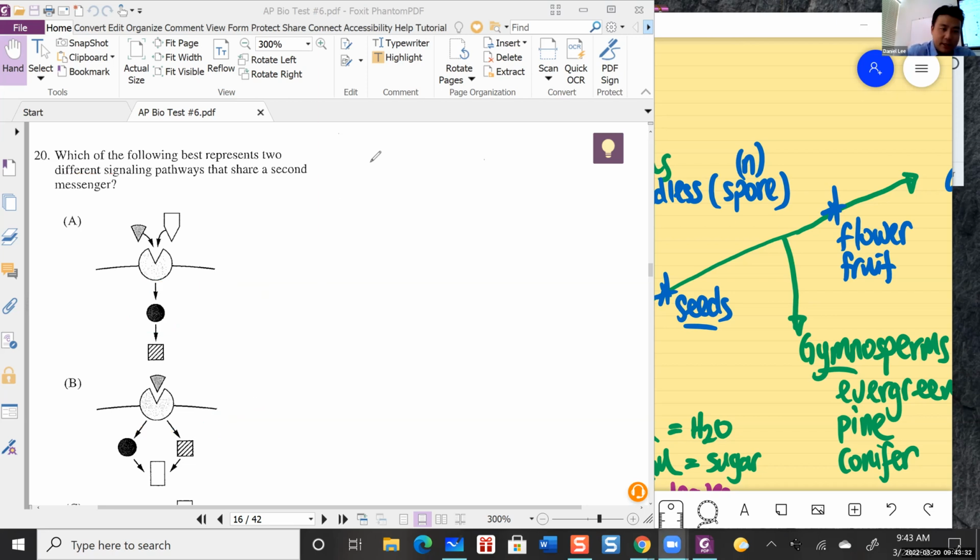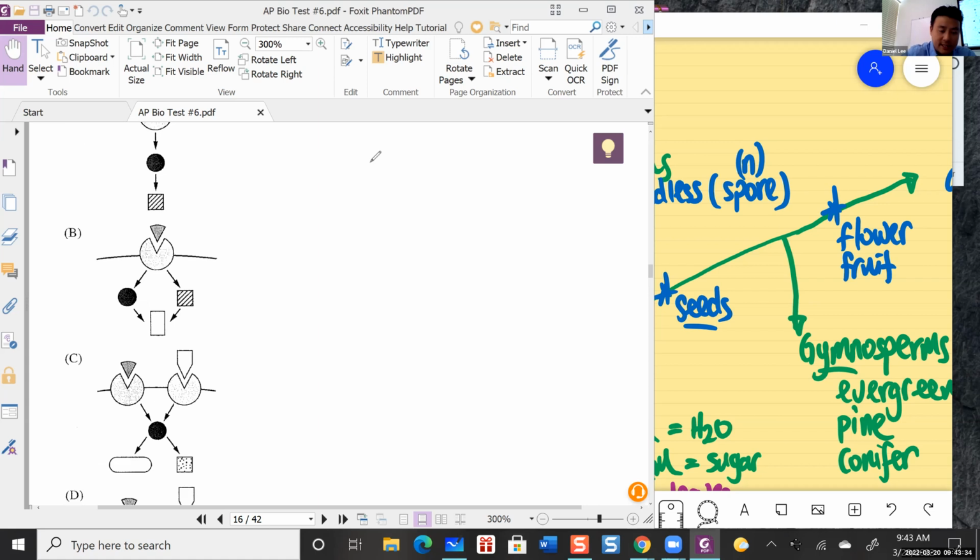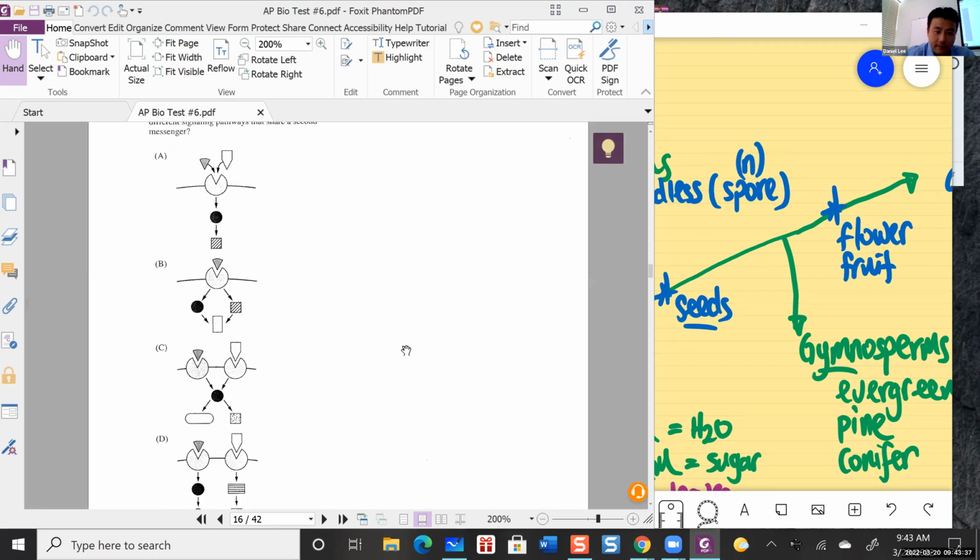So this one, you've got to go through the choices and see which one makes sense, which one does not. Two signaling pathways that share, oh yeah, then C is the best, right? Because you have two different chemicals, this one and this one, and they share the second messenger. Now the purpose for the second messenger, don't forget, is to amplify the original chemical response, right?